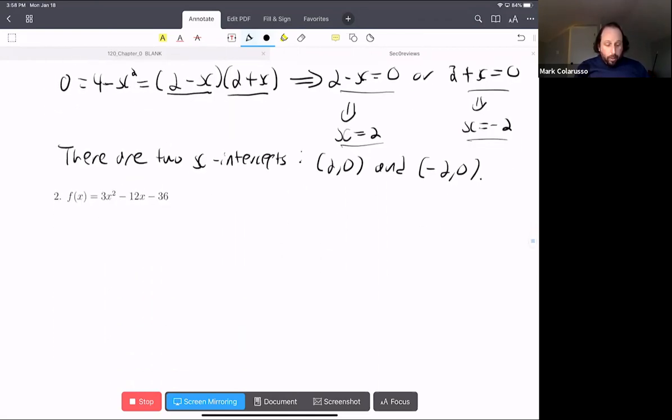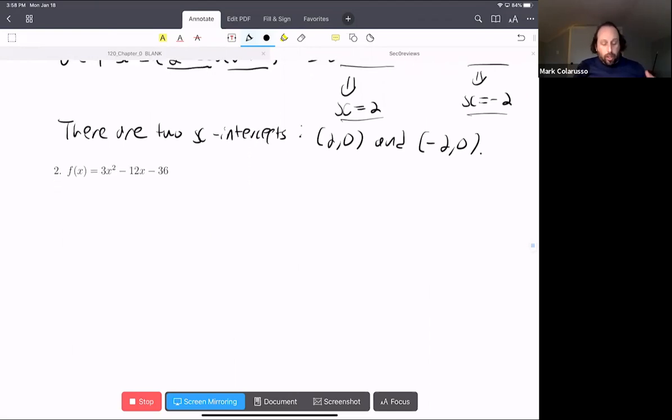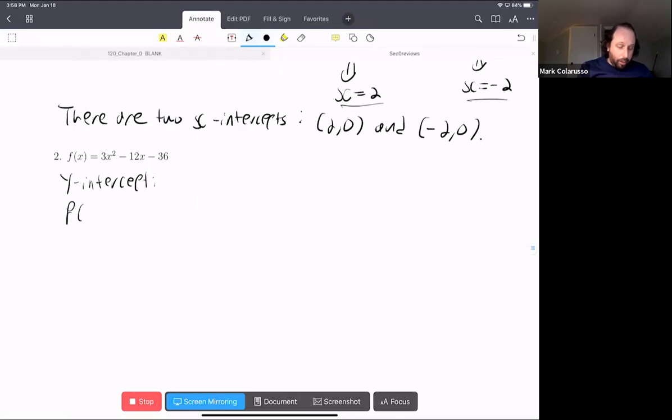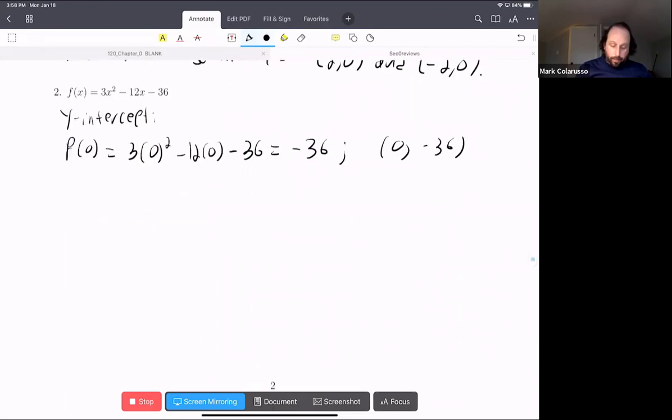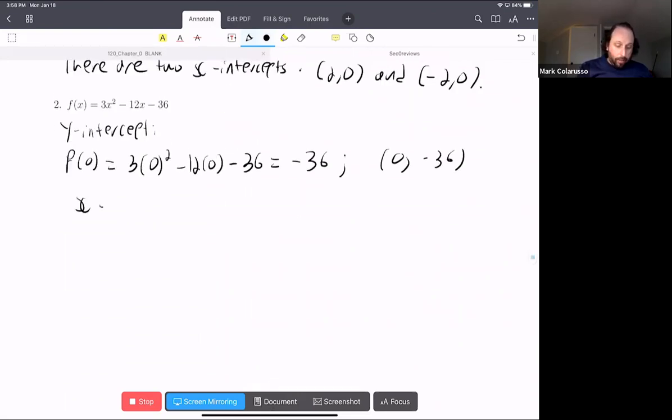So let's do another one that's a little bit more involved, where our function is 3x squared minus 12x minus 36. The difference of squares does not apply directly, so we'll have to be a little bit more clever about what we do. So again, let's do the y-intercept. We get f of 0, plug in 0, and 3 times 0 squared minus 12 times 0 minus 36. And this is just going to be, guess what, minus 36. So the y-intercept is (0, minus 36). Very easy.